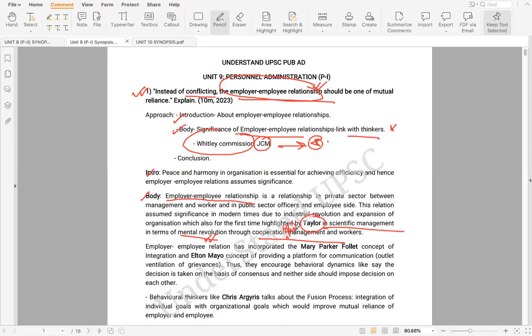Employer-employee relation has incorporated the Mary Parker Follett concept of integration and Elton Mayo's concept of providing a platform for communication, which is the outlet for ventilation of the grievances. Thus, they encourage behavioral dynamics, like they say that the decision is taken on the basis of consensus, and neither side should impose a decision on the other. Do you see how we've tried to include as many thinkers as we can?